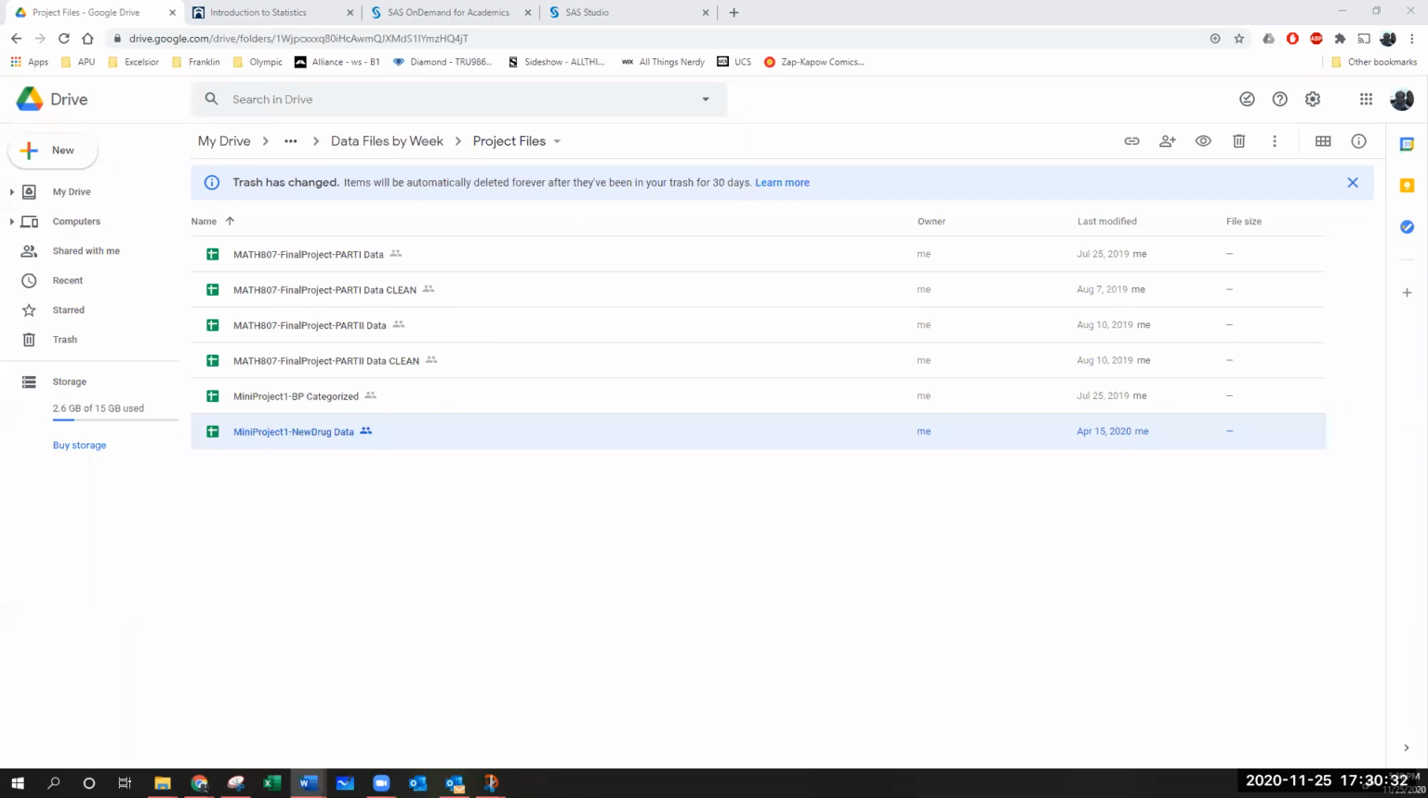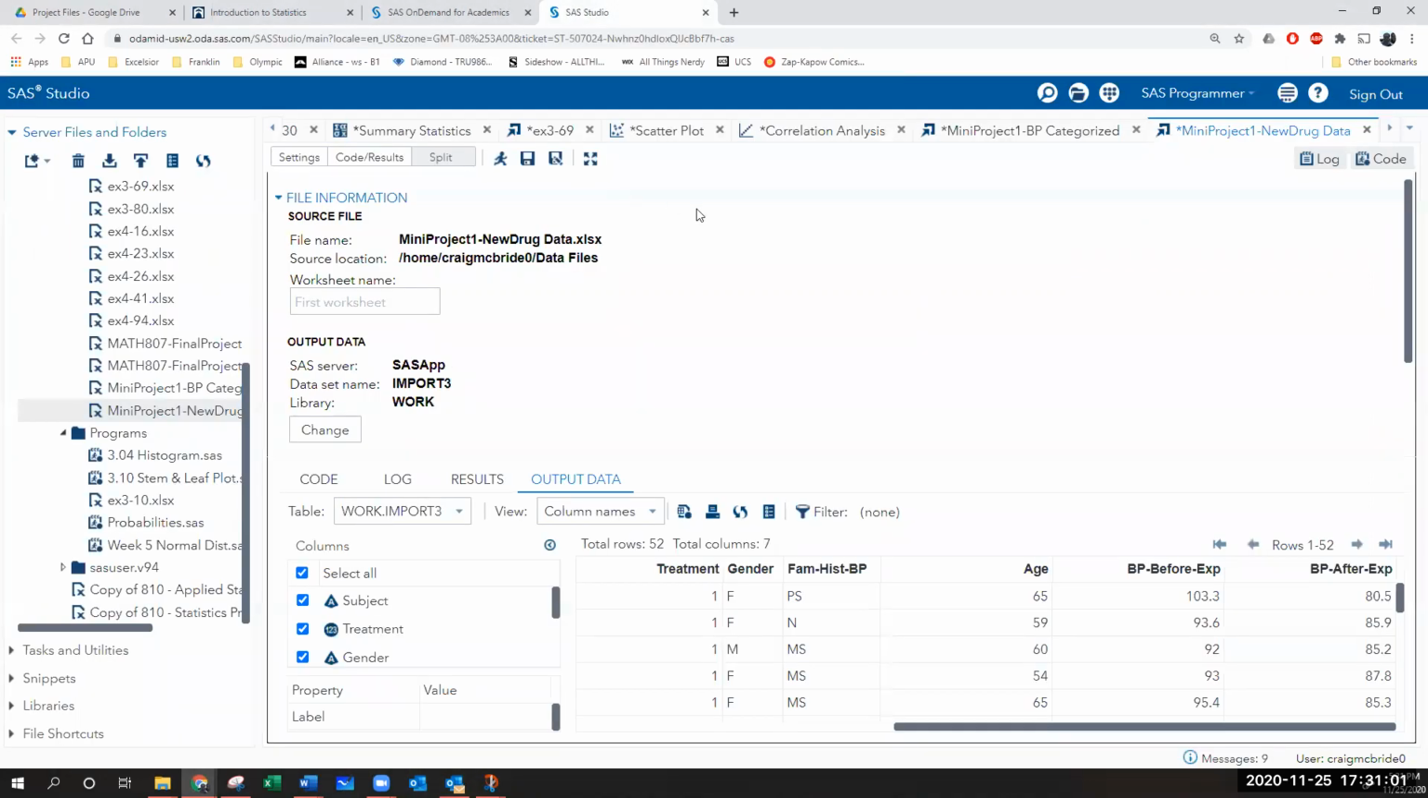Now, of all of the people who have sent me their mini projects ahead of time and asked me to look at them, I think every single person did part E wrong, because they just did two different box plots and then just stuck those two graphs next to each other in Word. That is not what a side-by-side box plot is. In order to do a side-by-side box plot, you have to use this data, the BP categorized data. And I'll show you what I mean.